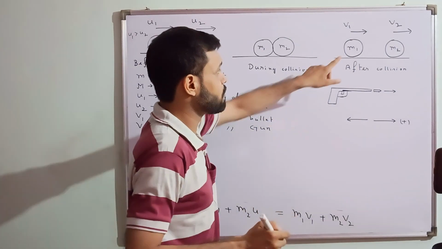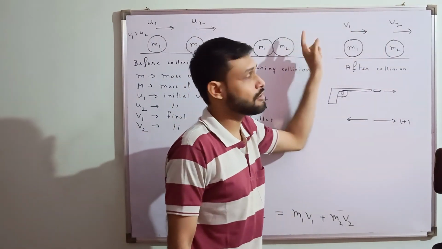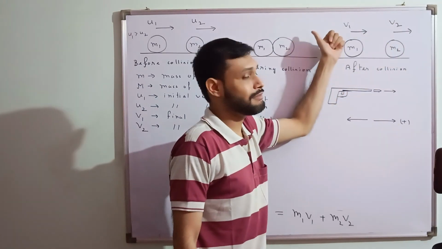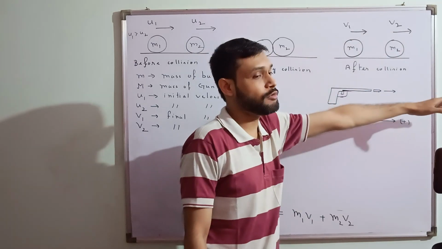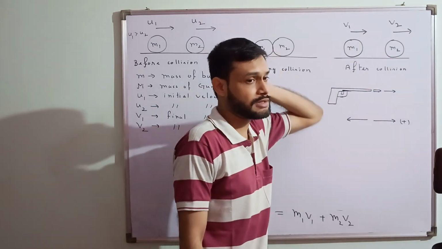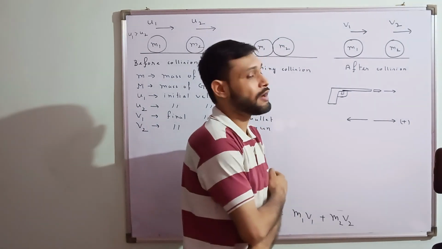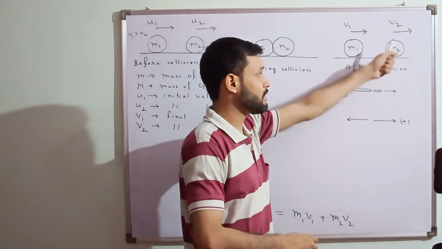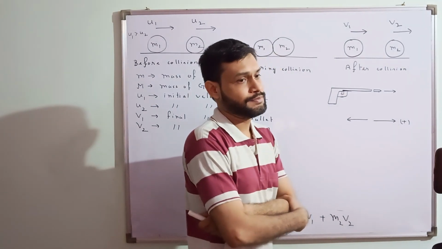For example, after collision, if this object starts moving here and this object starts moving here, then this direction will be taken as negative. This ball may move in this direction and the other may move in some other direction. If this is a collision in one dimension, let's say, whatever example I have written over here is a collision in one dimension.